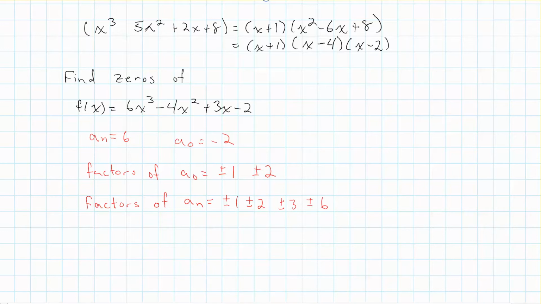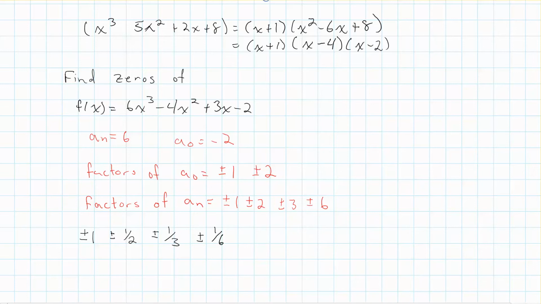Now, when we do these, remember, we're going to take a factor of A_0 and divide it by a factor of A_n. But when we do that, the greatest common divisor between the two factors can only be 1. What do I mean by that? Well, if we do the first one, you'd have plus or minus 1 as a possibility. And then let's keep doing the 1s here. So then you'd have plus or minus 1/2, plus or minus 1/3, plus or minus 1/6.